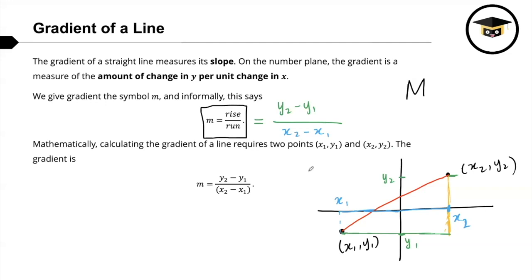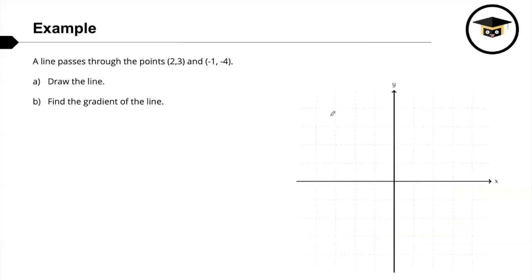And the short answer is yes, it still works. That's just because when you flip the points over, you're also going to be flipping this over. But basically, as long as you do one point minus the other, you'll be all good with rise over run. So let's put this into an example.